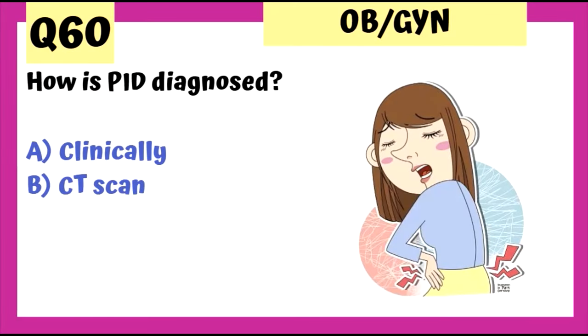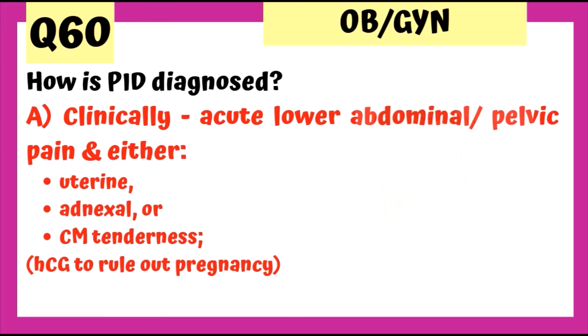Question 60, how is PID diagnosed? This is a clinical diagnosis, just like several other diseases that we've seen so far. Clinically, it's an acute lower abdominal pelvic pain and either uterine, adnexal, or cervical motion tenderness, and hCG to rule out pregnancy. That's what we do in PID.